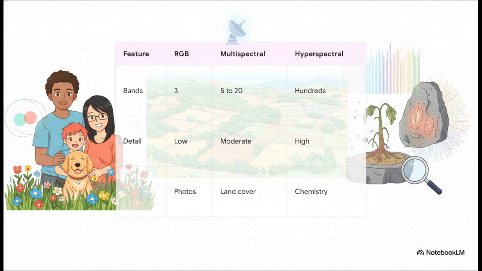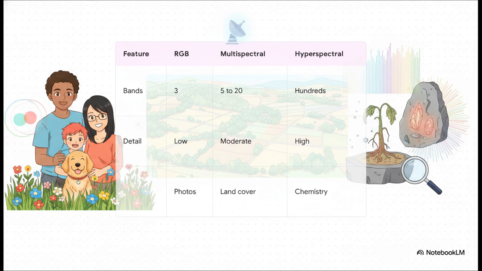Then we have multispectral imaging, which we use a lot on standard satellites. That gives us somewhere between 5 to 20 discrete bands. It's fantastic for mapping broad patterns, like general vegetation health. But hyperspectral? It captures hundreds of contiguous bands.